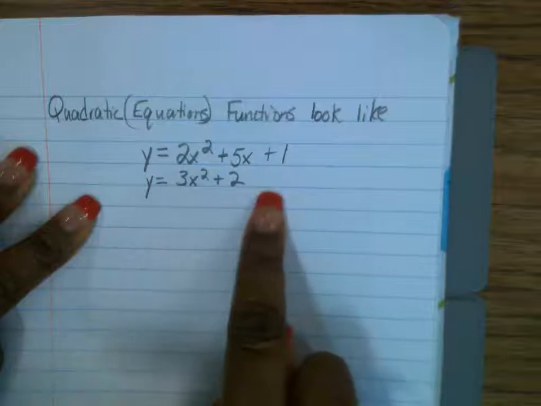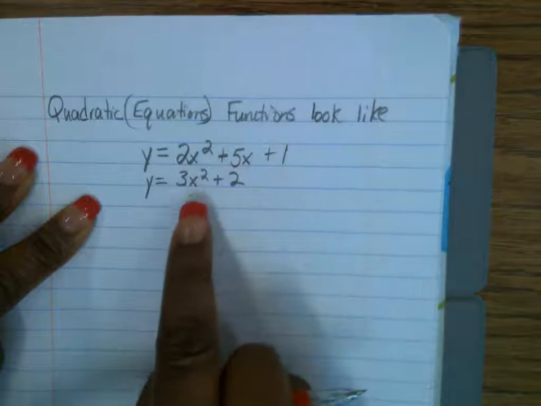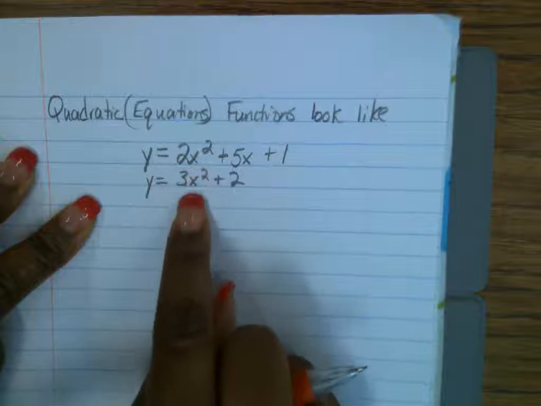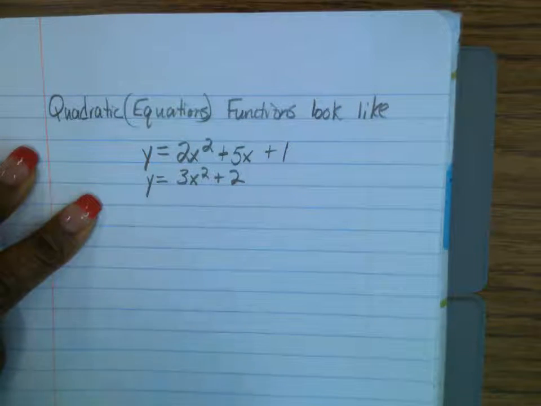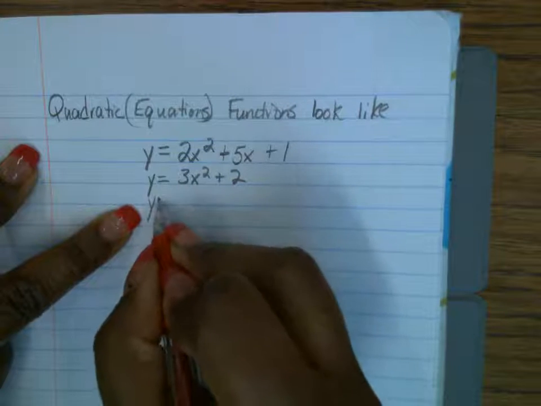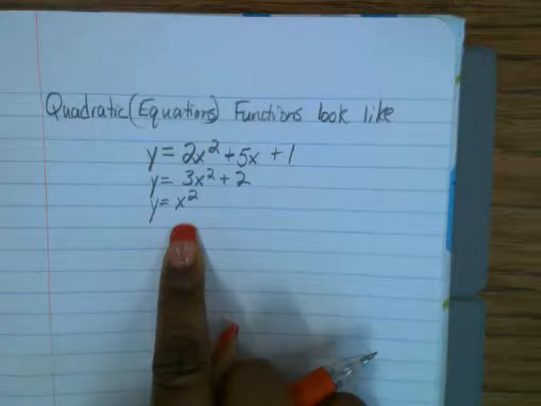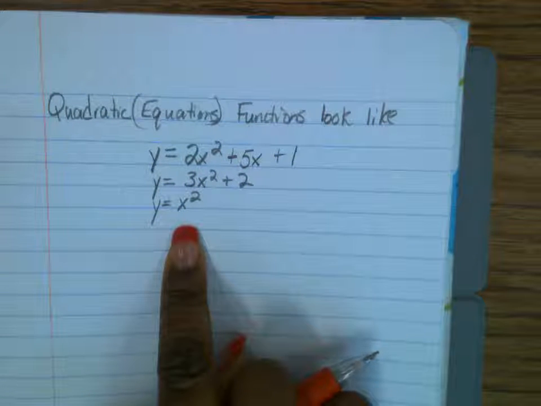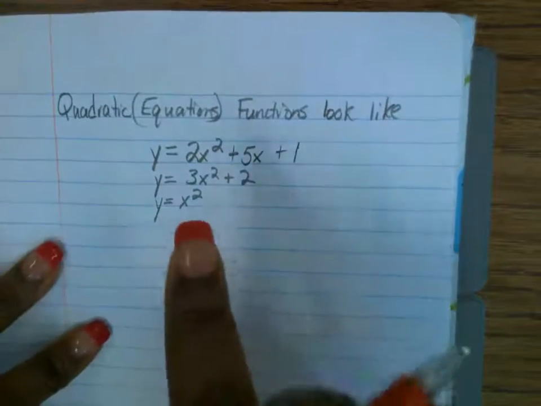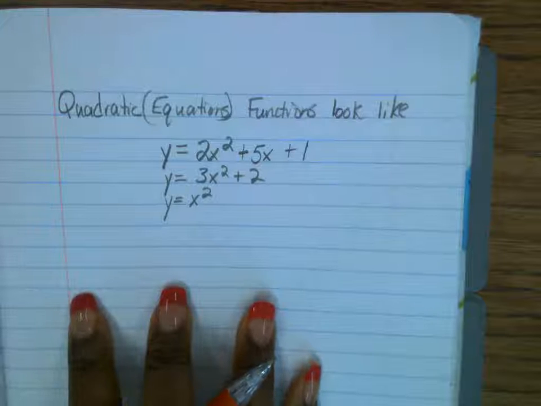This is still a quadratic function, even though it doesn't have the b term. Why? Because it has the x squared term. You have to have the x squared term in order for it to be a quadratic function. And then lastly, you might see a quadratic function that just has the x squared term only. Okay? It is still a quadratic function. Why? Because it has the x squared term. Any questions about that?